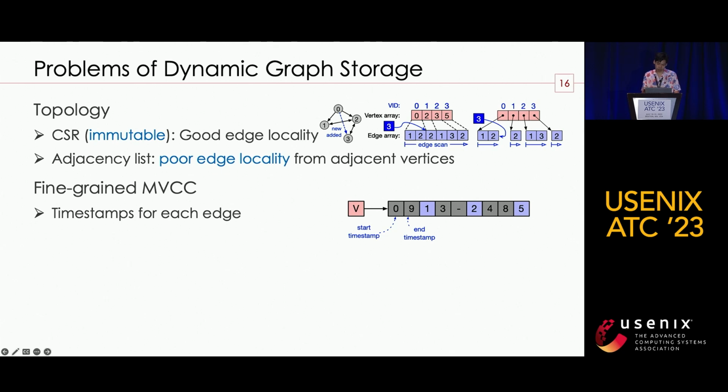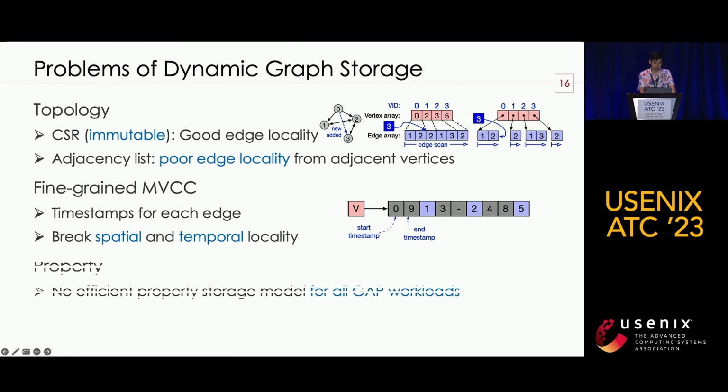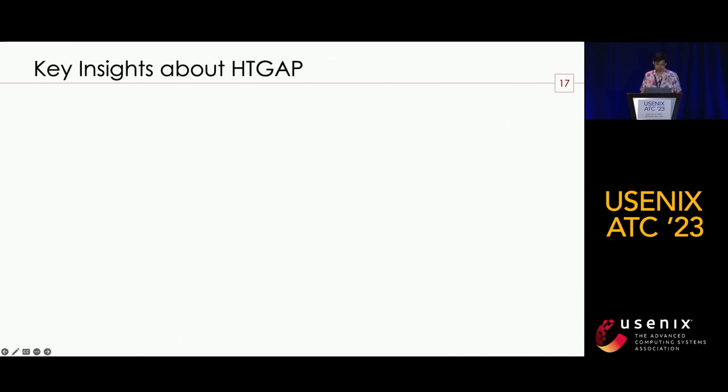Second is about the fine-grained MVCC, which means recording timestamps for each edge and each vertex. Besides the overhead of updates and checking, it also breaks spatial and temporal locality for edge scanning operations. Third is about the property. There is no efficient property storage model for all GAP workloads.